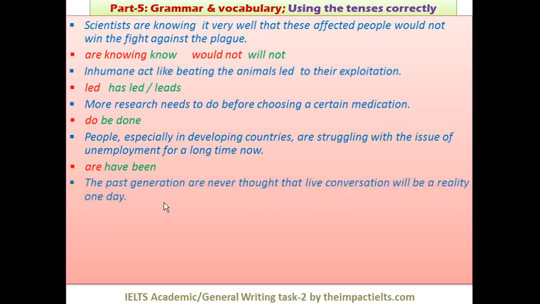Next: The past generation are never taught that live conversation will be a reality one day. "Are never taught" - so there's some problem. See here: The past generations have never been taught that live conversation would be a reality one day. I think there is a problem in the answer part. The past generation did not think that should be the answer.